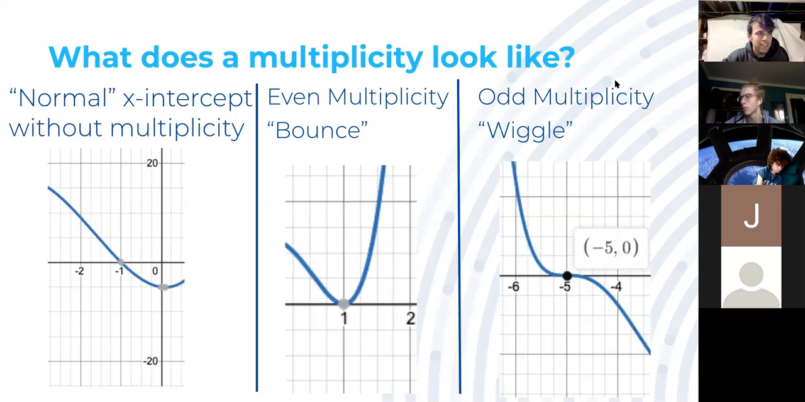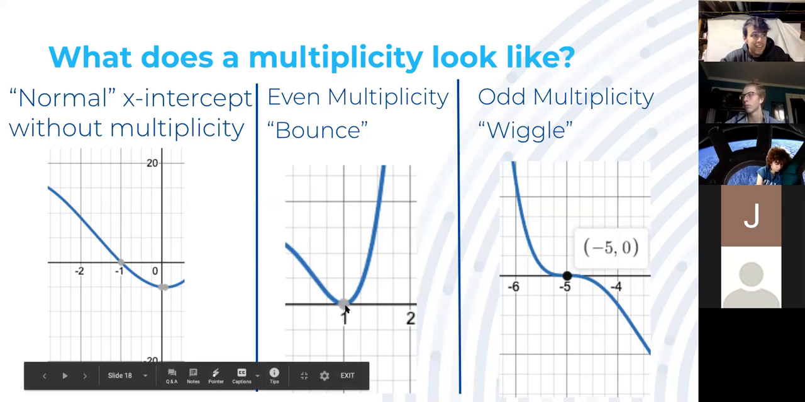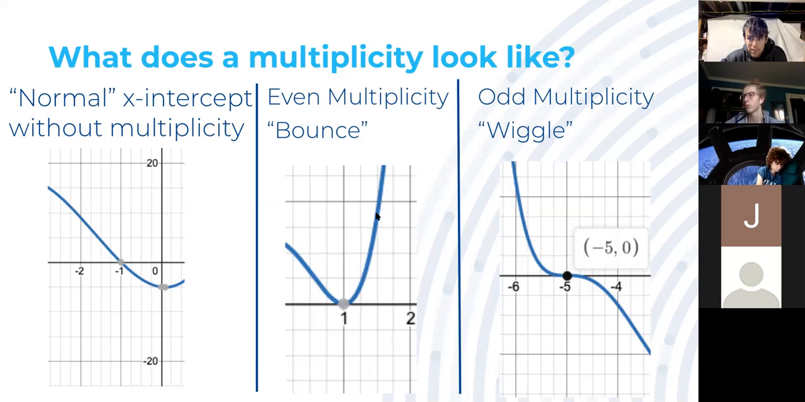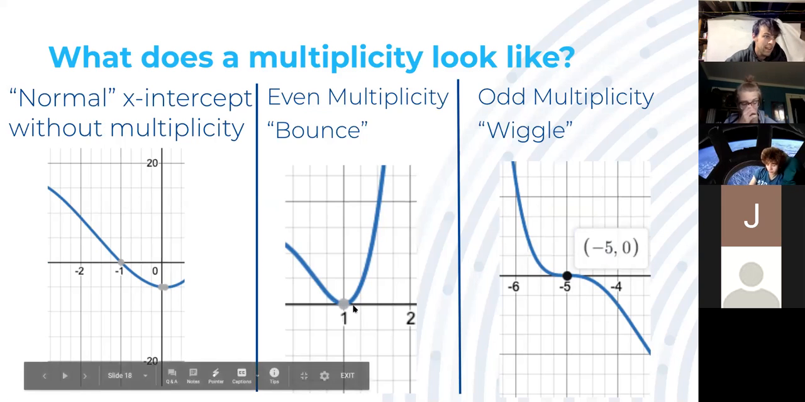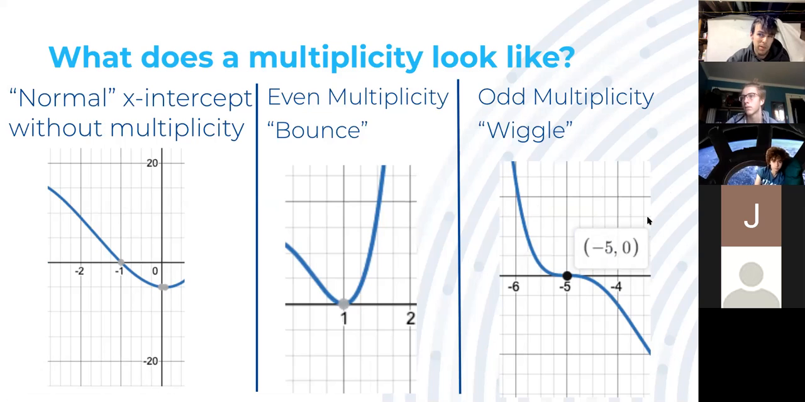So again, just to repeat that, for a normal x-intercept, it just crosses straight through. If it's an even multiplicity, it bounces. And for an odd multiplicity, it's not going straight through, it wiggles. So we're going to be looking at some graphs and trying to decide if we have a normal x-intercept, an x-intercept with an even multiplicity, or an x-intercept with an odd multiplicity. We can really use Desmos to our best advantage here by graphing them and analyzing these x-intercepts this way.